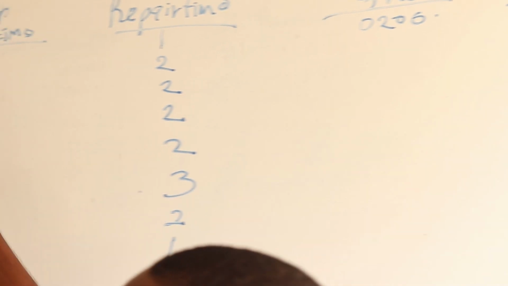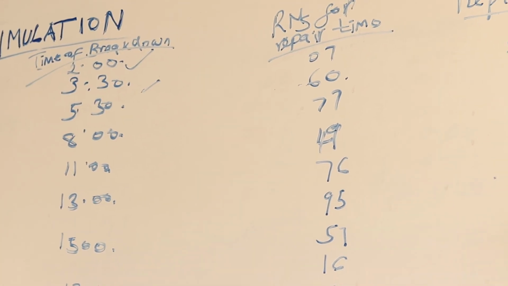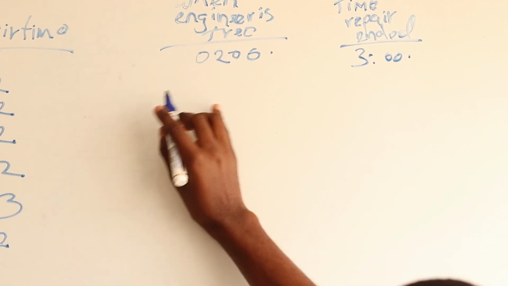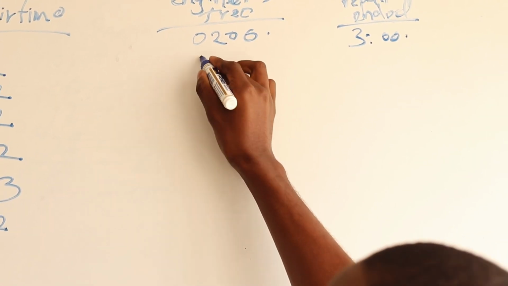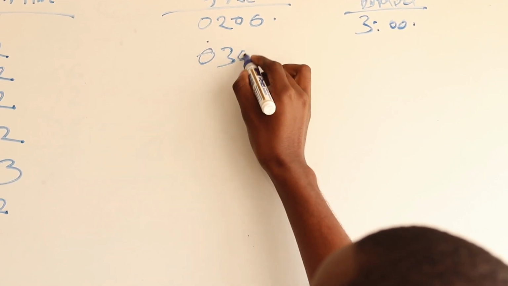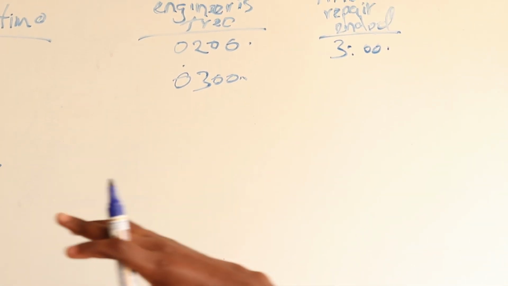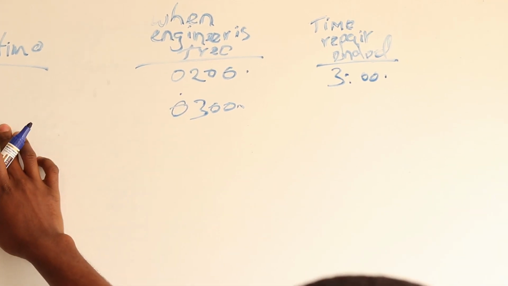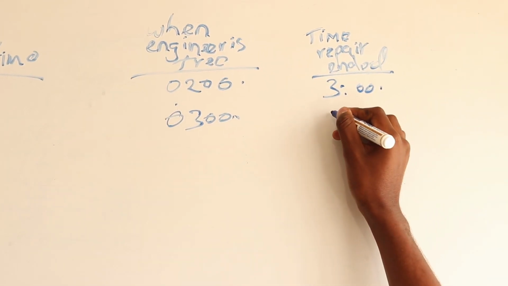The second machine broke down at 3:30. So after breaking down at 3:30, when was the engineer free? The engineer was free after the repair ended for the first machine, so the engineer was free at 03:00 hours. But the repair started at 3:30 and it took 2 hours. So the time it ended was at 5:30.